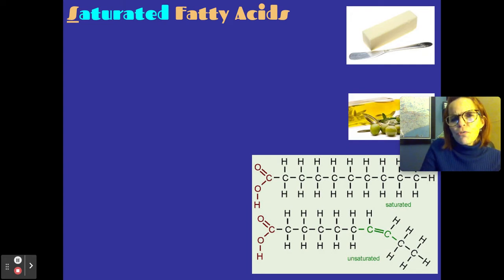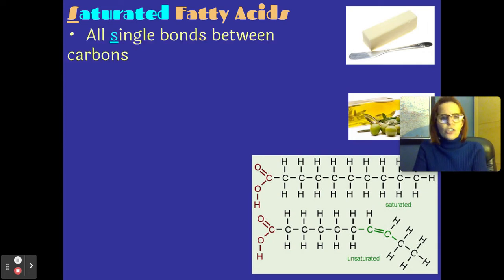All right, so there are 2 different types of fatty acids, and you've probably heard of them: saturated fats and unsaturated fats. I just need you to know the difference between the two. Saturated fats, I emphasize the S, have all single bonds between the carbons.